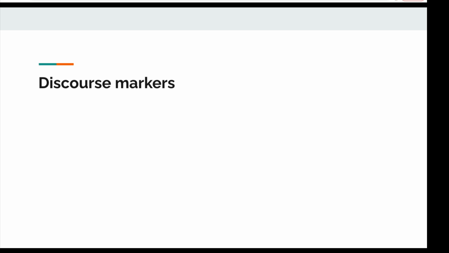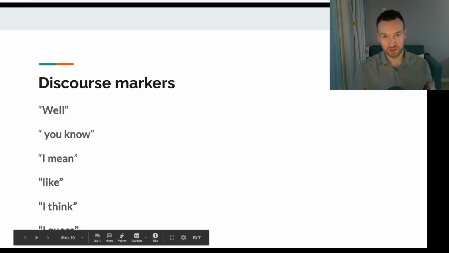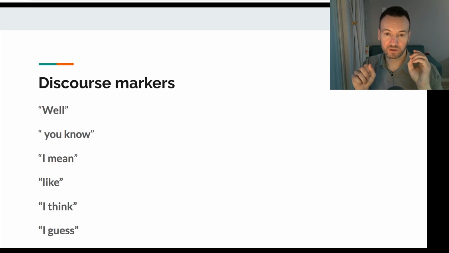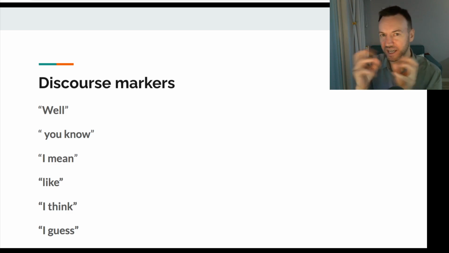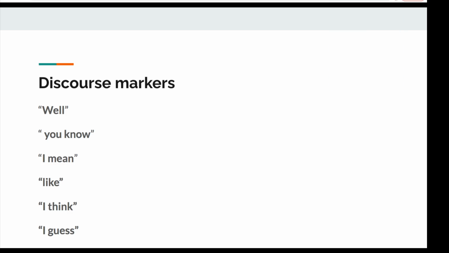So lots of things are actually shown by these little words, like well, you know, I mean, like, I think, and I guess. And so you'll notice when they're actually used in a conversation, the vowels are reduced. So it's not you know, I mean, I think, I guess. That I is actually reduced down and you is reduced. So it's not you know, it's you know, yeah. It's not I think, it's I think. So it's kind of a schwa sound, right? It's not I guess, it's I guess. Because these are just included into the sentence.